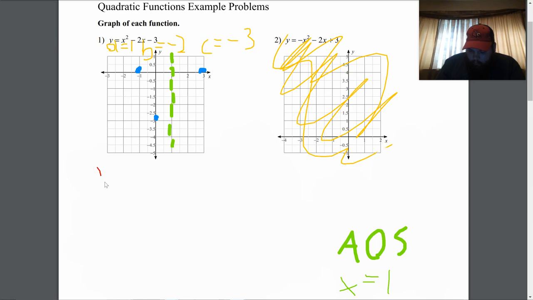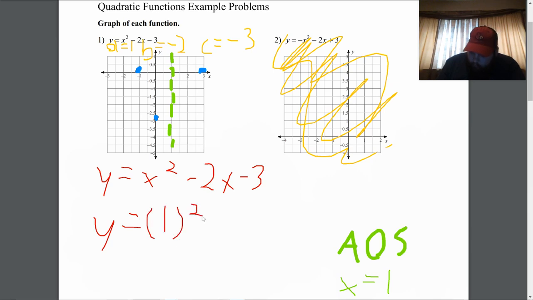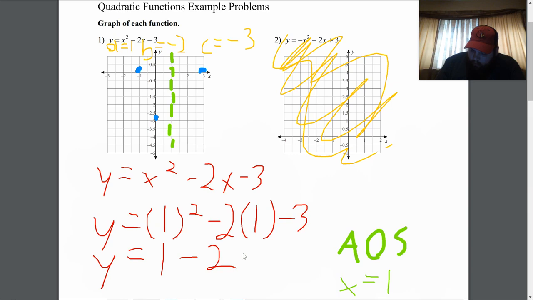So I'm just going to rewrite it here: y equals x squared minus 2x minus 3. Now I'm just going to replace my x's with 1s. So y equals 1 squared minus 2 times 1 minus 3. So now we can figure this out. 1 squared just stays 1. Negative 2 times 1 is just negative 2. And negative 3, negative 3. So now we got 1 minus 2 is negative 1, minus 3. So negative 1 minus 3, that's negative 4.